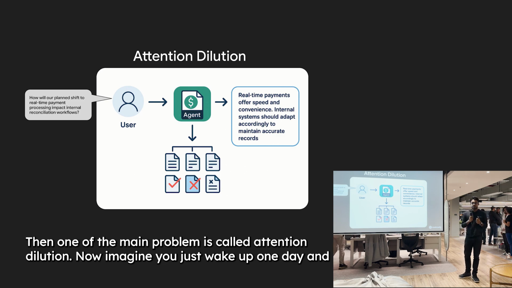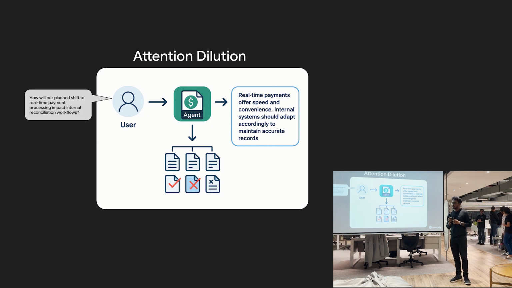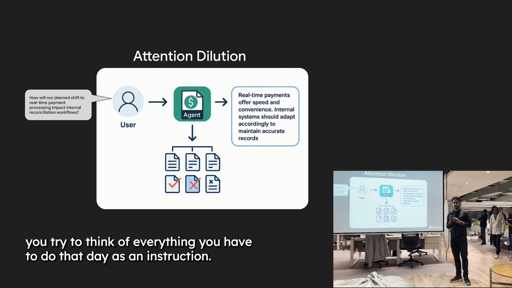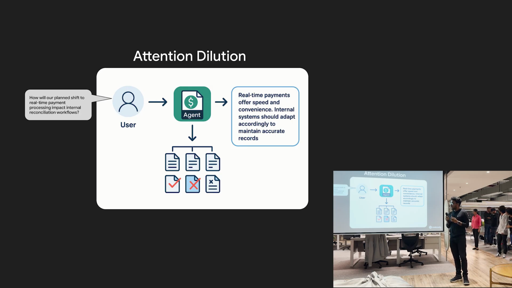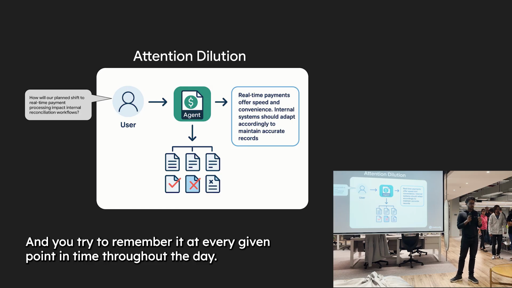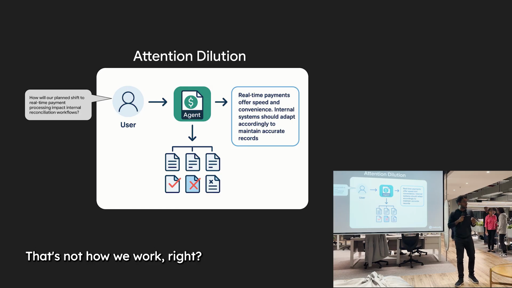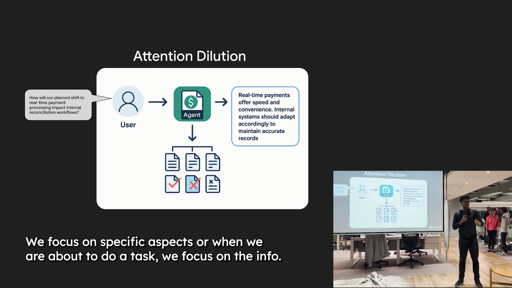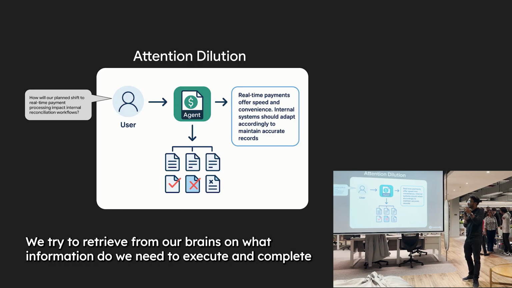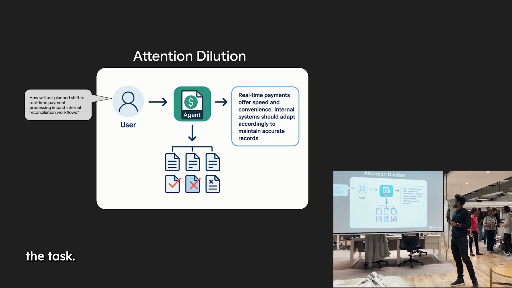Now imagine you just wake up one day and you try to think of everything you have to do that day as an instruction, and you try to remember it at every given point in time throughout the day. That's not how we work, right? We focus on specific aspects, or when we are about to do a task, we focus on the info. We try to retrieve from our brains what information we need to execute and complete the task.